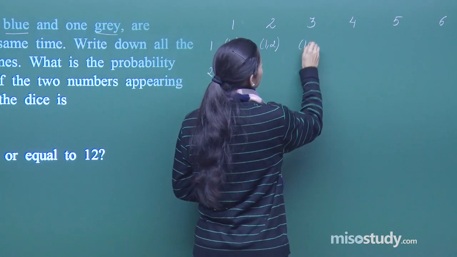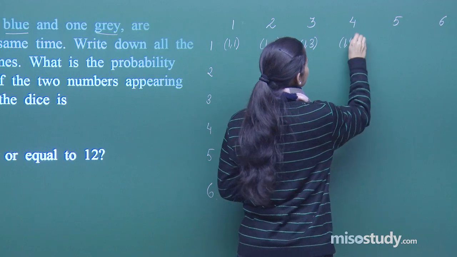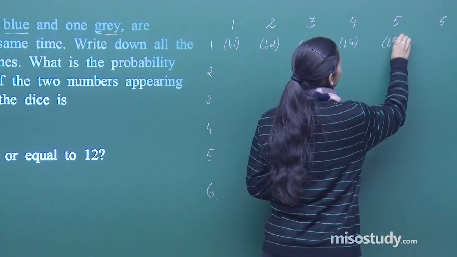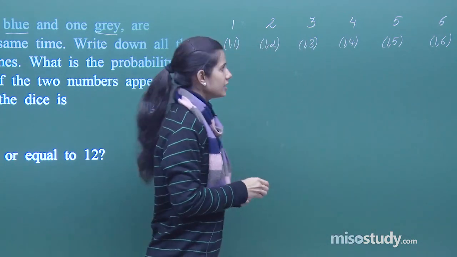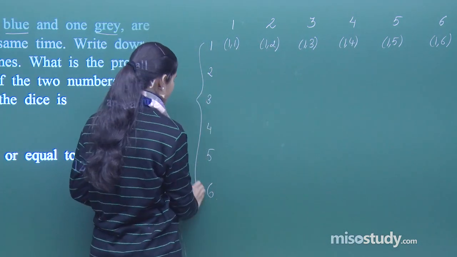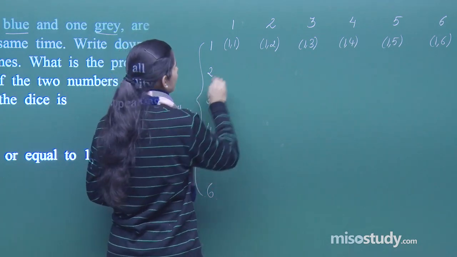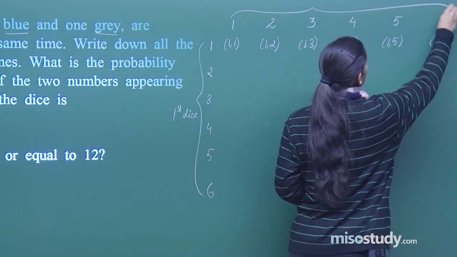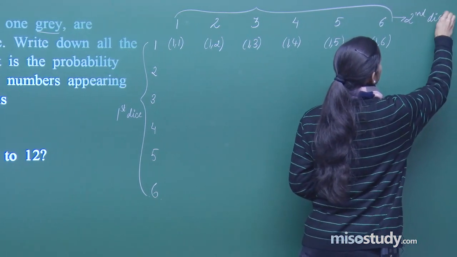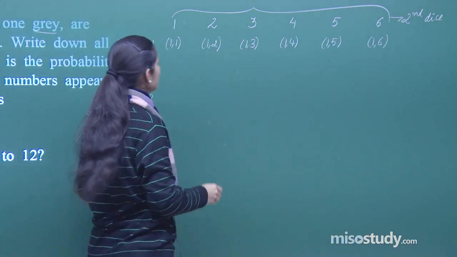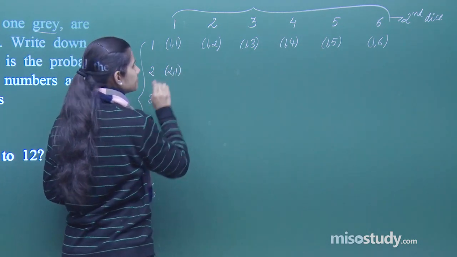1 on the first die, 3 on the second die. 1 on the first die, 4 on the second die. 1 on the first die, 5 on the second die. 1 on the first die, 6 on the second die. So let me say this I am naming as the outcomes of the first die, and this I am naming as the outcome of the second die. Is it clear? So then you can get 2 on the first die, 1 on the second die.